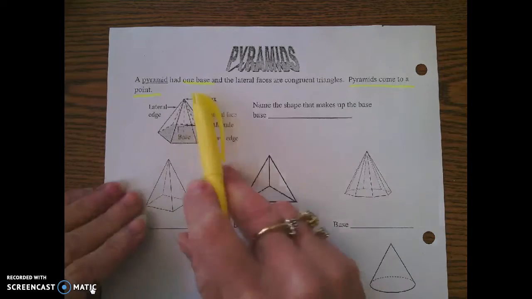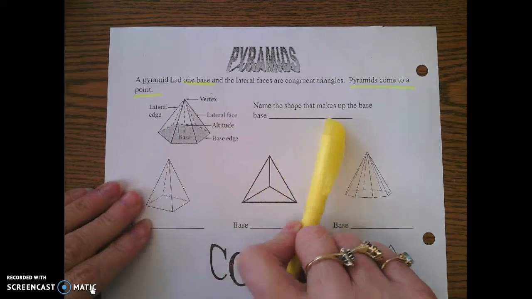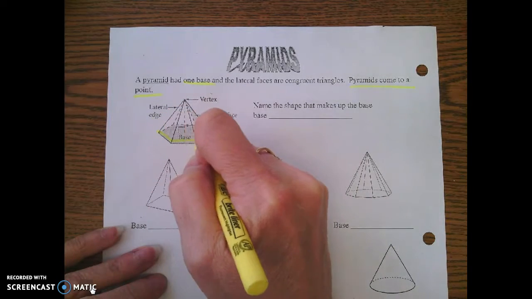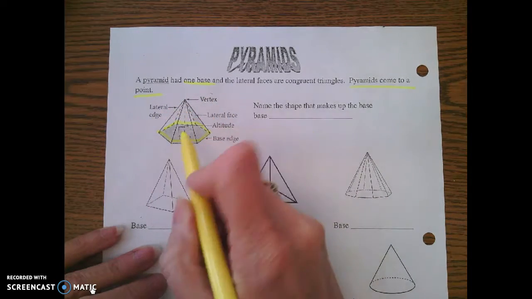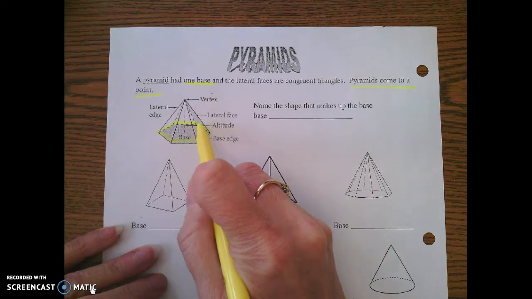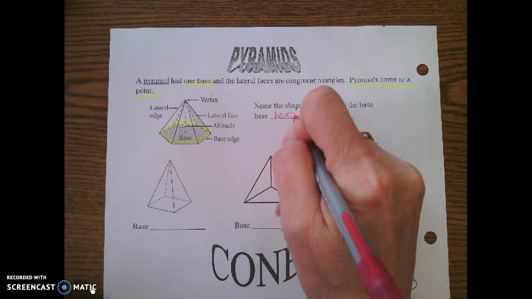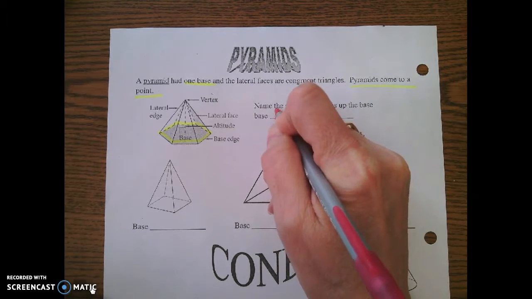All right, if you look at this picture here, name the shape that makes up the base. There's only one base. It's the side that does not come to a point. If you count these edges, 1, 2, 3, 4, 5, 6, that is a hexagon. Hexagon has 6 sides.